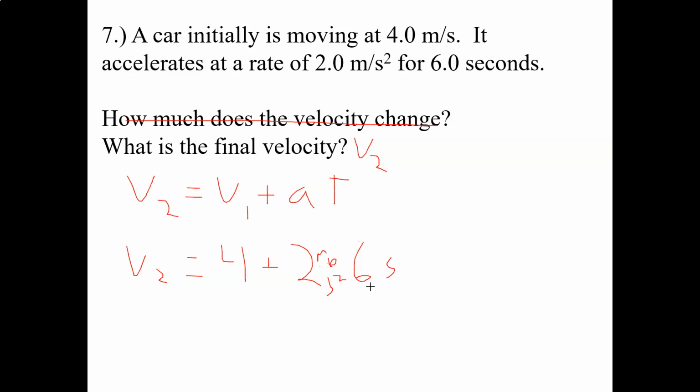So now when I multiply these two together, I'm going to get 12. And meter per second squared times second, this second is going to cancel out with one of these seconds, and I'm going to get a meter per second. And that's the unit on the 4, which is meters per second. And that means I can add these two numbers because they both have units of meters per second. And that gives me 16 meters per second as my final answer. V2 equals 16 meters per second. So all the units worked out.